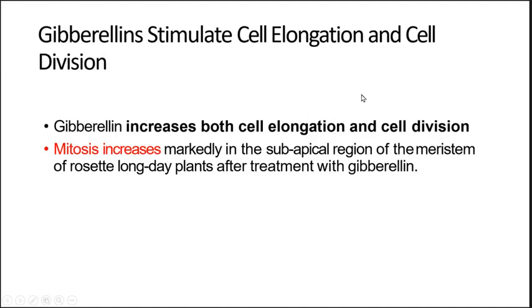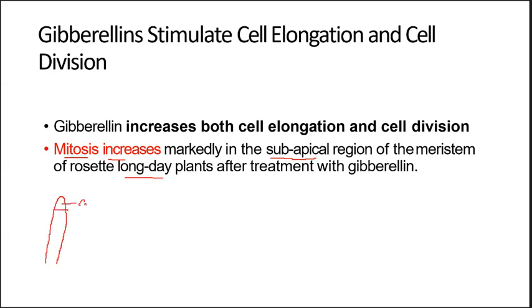Next, the gibberellin helps to stimulate both cell elongation and cell division. They help in the mitosis increase in the subapical region of the meristem. So, in the subapical region, the region just below the apical region of the meristematic tissue of the long day rosette plants, they help in the mitosis increase. That is, a large amount of mitotic division is seen in the subapical region.